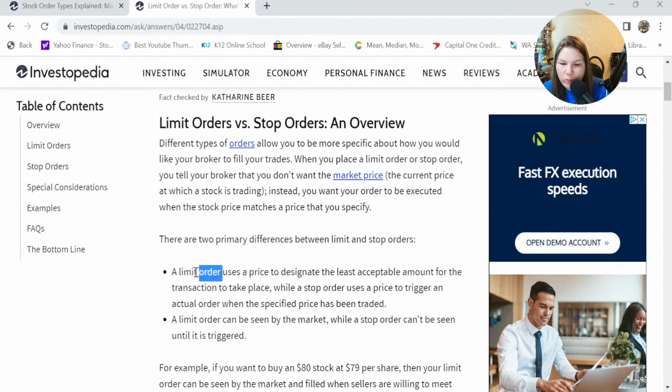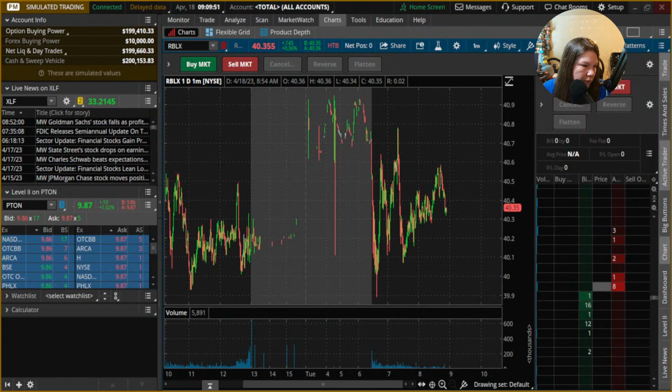A limit order is what we place and everybody can see it. Let me show you guys. I got this. So let us bop over to my Thinkorswim. Okay, here we go. So here we are on my Thinkorswim, guys.